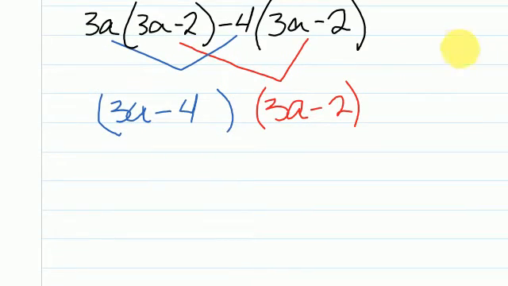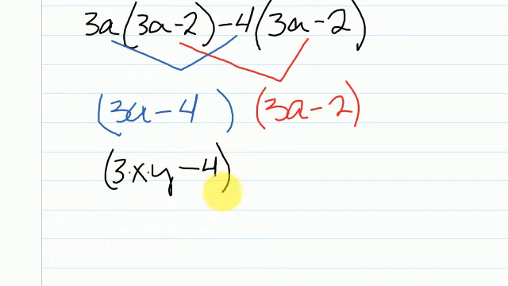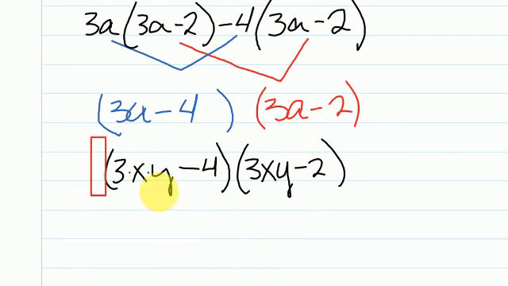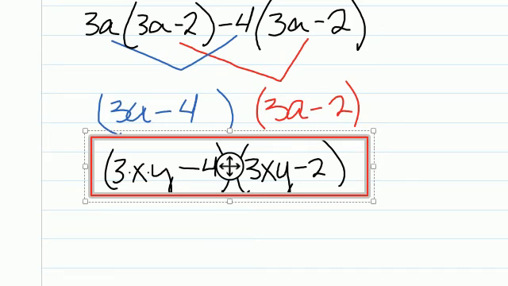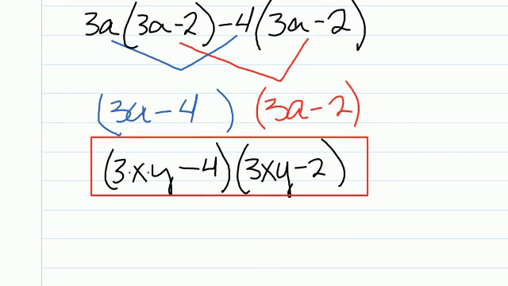Guys, next what we're going to do is substitute x times y in for a. So we have 3xy minus 4 and 3xy minus 2. And that's it. So the solution, or the factored form of this expression, is going to be 3xy minus 4 times the quantity 3xy minus 2. And you can verify this just by multiplying those out.